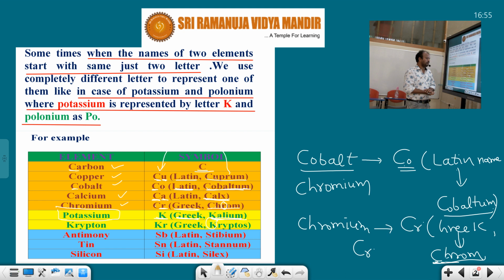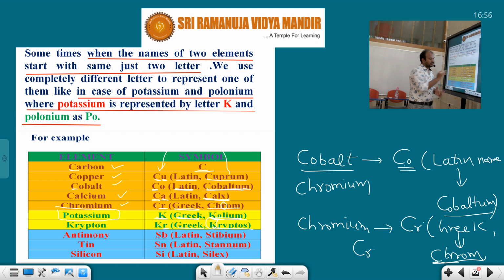After that, krypton. This krypton is derived from the Greek word Kryptos. Kryptos first letter is K, but K has already been given to potassium. That's why we have taken the second letter, R. Kr, because the first letter has been given to potassium. Here you should focus: the first letter is always a capital letter, that's why capital K, and the second letter is a small letter. This indicates an atom of the element.